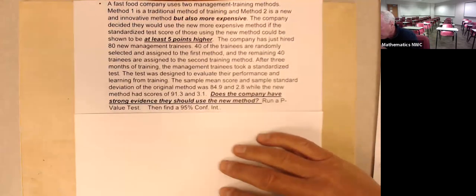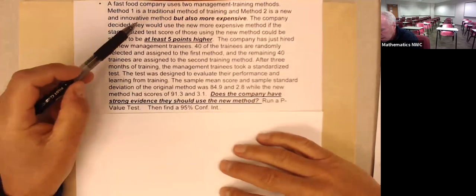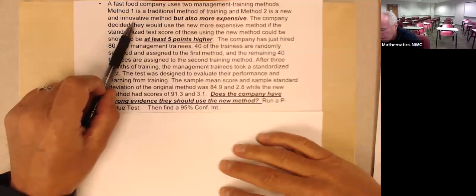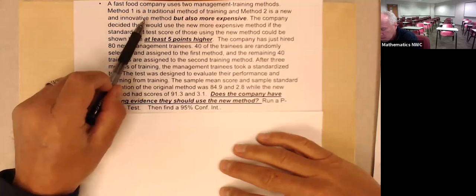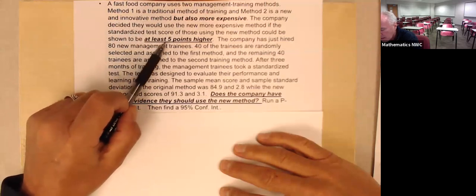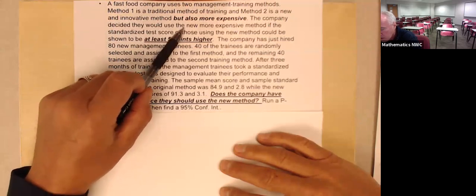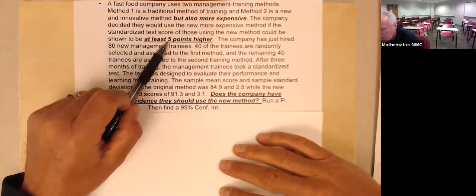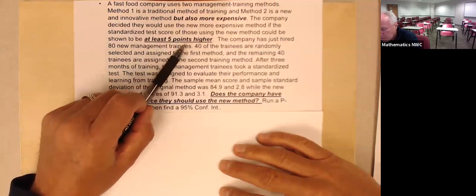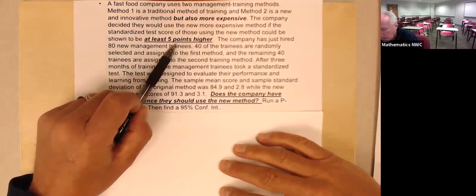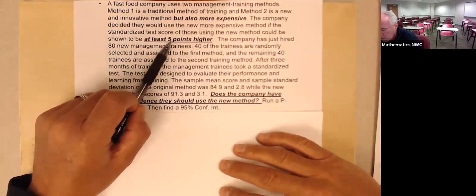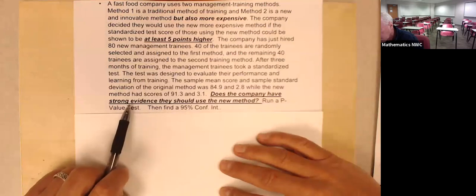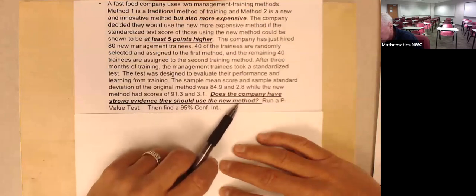In this particular problem, we're not testing against zero. We're basically saying we believe the innovative new method is better, but it's also more expensive. So we are determined that we want it to be at least 5 points better for us to be willing to pay the extra money. That's what we're testing against. Is it 5 points better? Not just better, comparing the difference to zero, but comparing it to the 5. So that's an example where we're not testing against zero. We're looking, does this company have strong evidence they should use the new method?